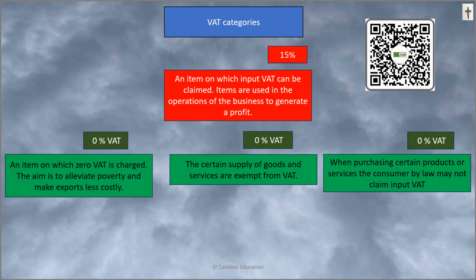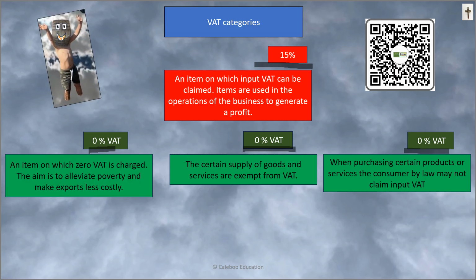We get 4 different VAT categories, and I will point them all out to you. There's a category where 15% can get claimed. Then there are 3 categories where there is 0% VAT. Oh, I see VAT Boy has popped in to just take a look, and I can see he's quite happy.